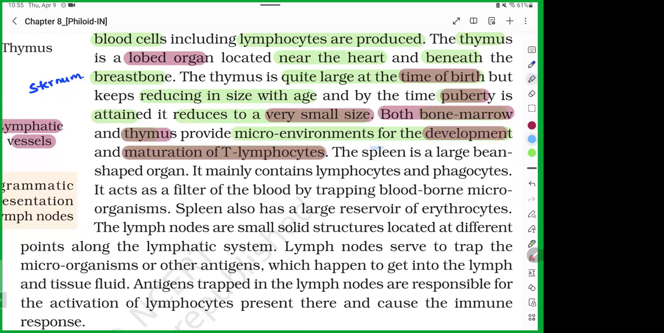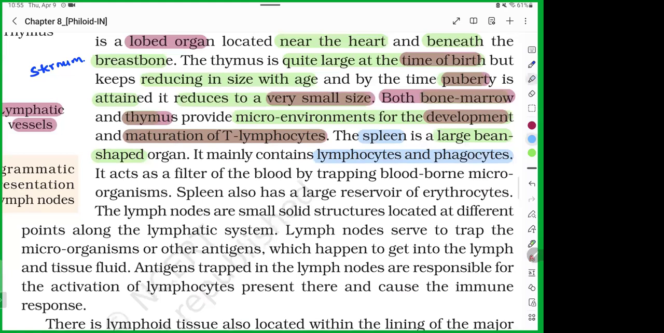Next, the spleen. Sorry, the spleen shape is bean, and it is a large organ. The spleen contains lymphocytes as well. The largest lymphoid organ will be the spleen, right? Yes, Rayan. So the largest lymphoid organ is the spleen, while the main lymphoid organ is the bone marrow.